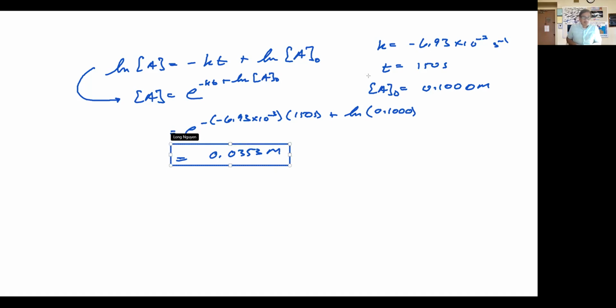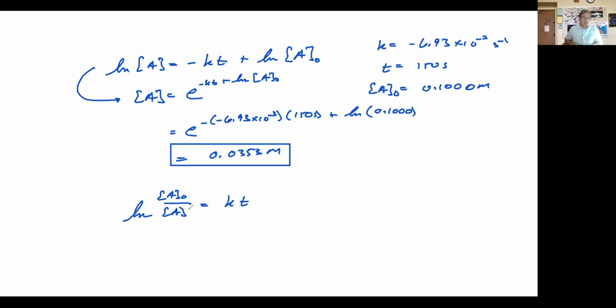That's the concentration of dinitrogen pentoxide. I'm sorry, I put A in there, but that should be dinitrogen pentoxide. And so that's what we have. Now, you remember there was that alternative form of the equation that you can use: the natural log of A initial over A is equal to Kt. You can use this as well.